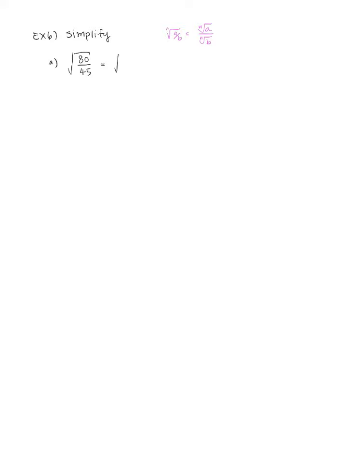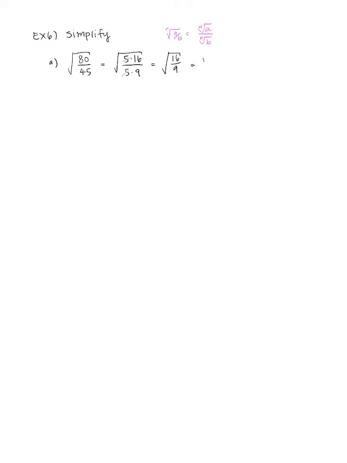So here, let me see. 80 is, what is that? 5 times 16. And then 45 is 5 times 9. You don't have to show this step, but I'm just showing everything step by step here. So 5 is going to cancel. So this is the same thing as square root of 16 over 9.